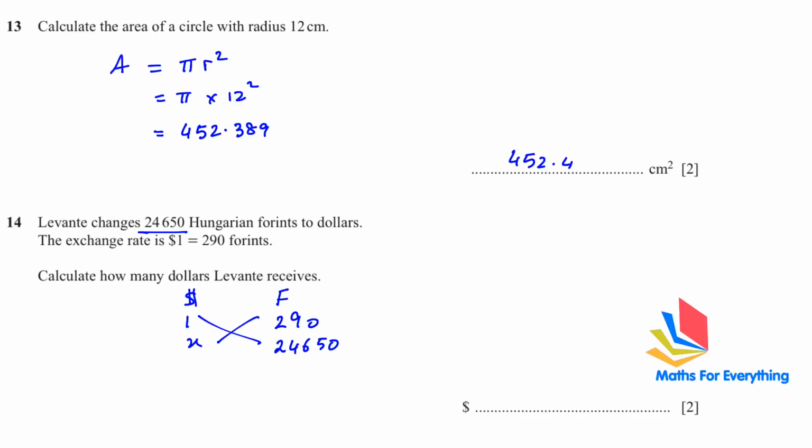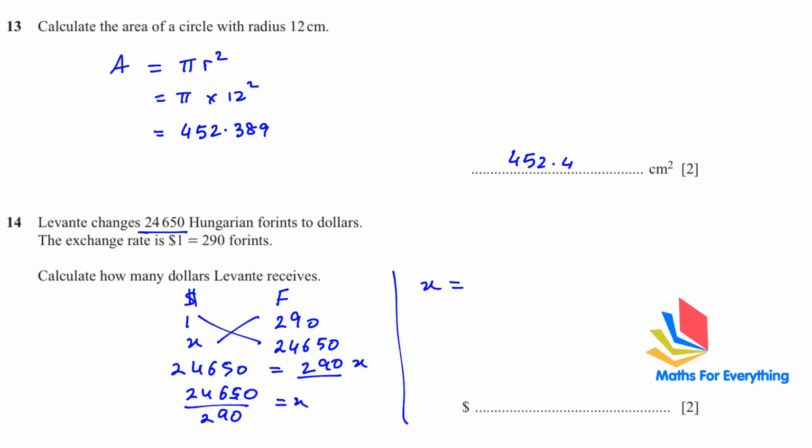Cross multiply. 1 multiplied by 24,650 is going to give us the same answer as 290 multiplied by x. This is a multiply. When we move to the other side, it will be a divide. Therefore, the number of dollars will equal 85.